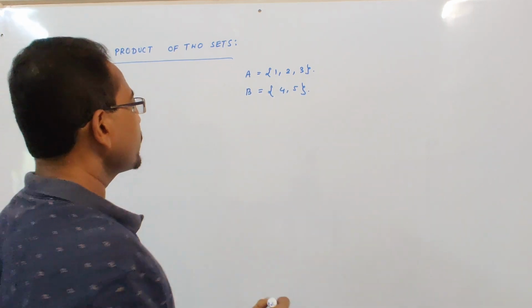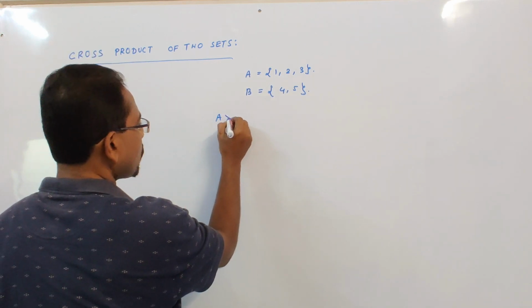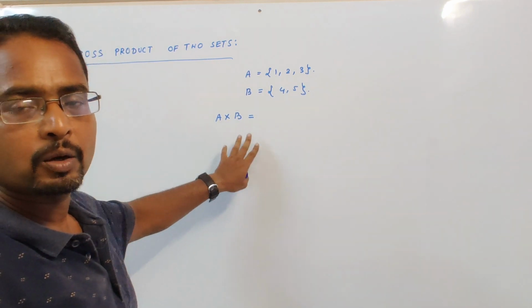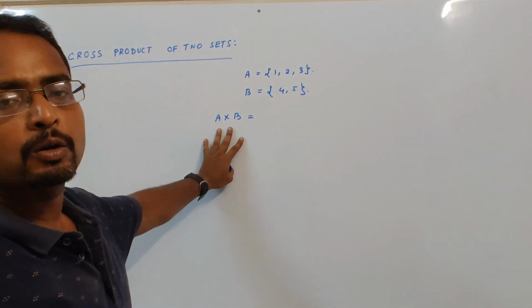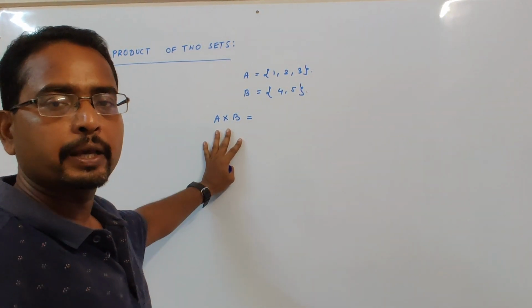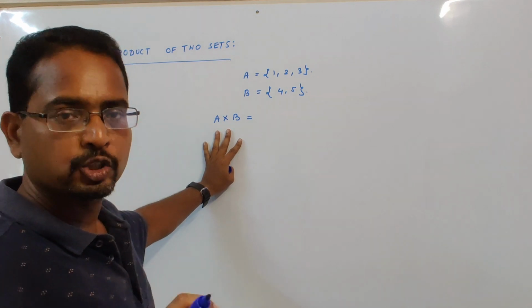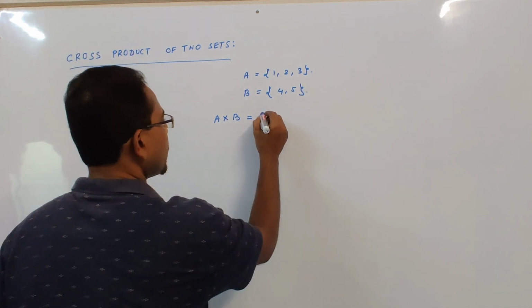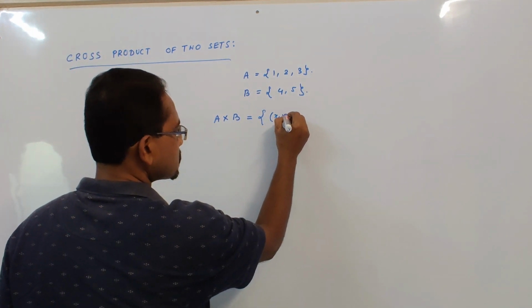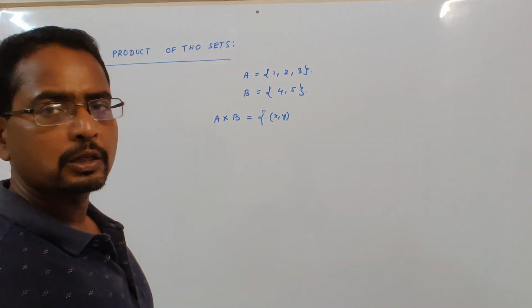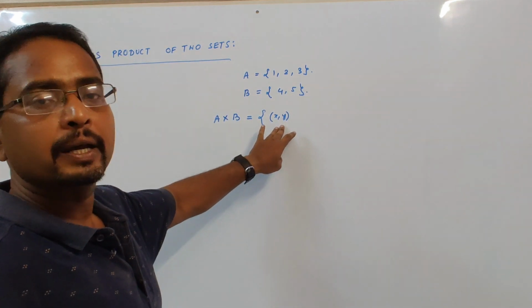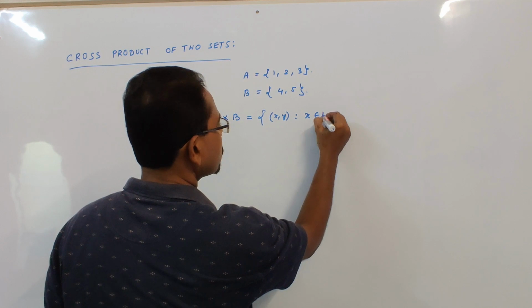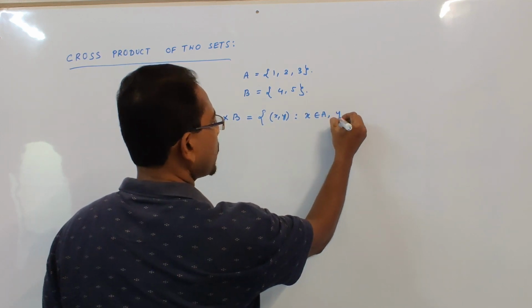Now the cross product of A and B, we'll denote as A cross B. And what is this A cross B? A cross B is also a set in which the elements will be in ordered pairs. So I will write A cross B like this. It's going to be a set in which the elements will be ordered pairs, of the form x comma y, such that x belongs to A and y belongs to B.